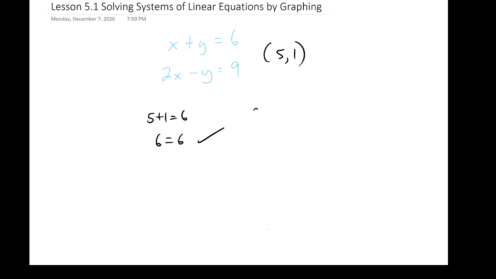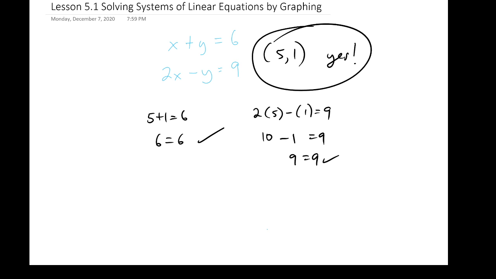The second one we have is 2 times x, which we're going to substitute as 5. Remember, when we substitute, we're going to do that in parentheses, minus the 1 equal to 9. Okay, 2 times 5 is 10, minus 1 is 9. Or in other words, we have 9 being equal to 9. So there we go. This, of course, is a solution because both of those verify in this system.